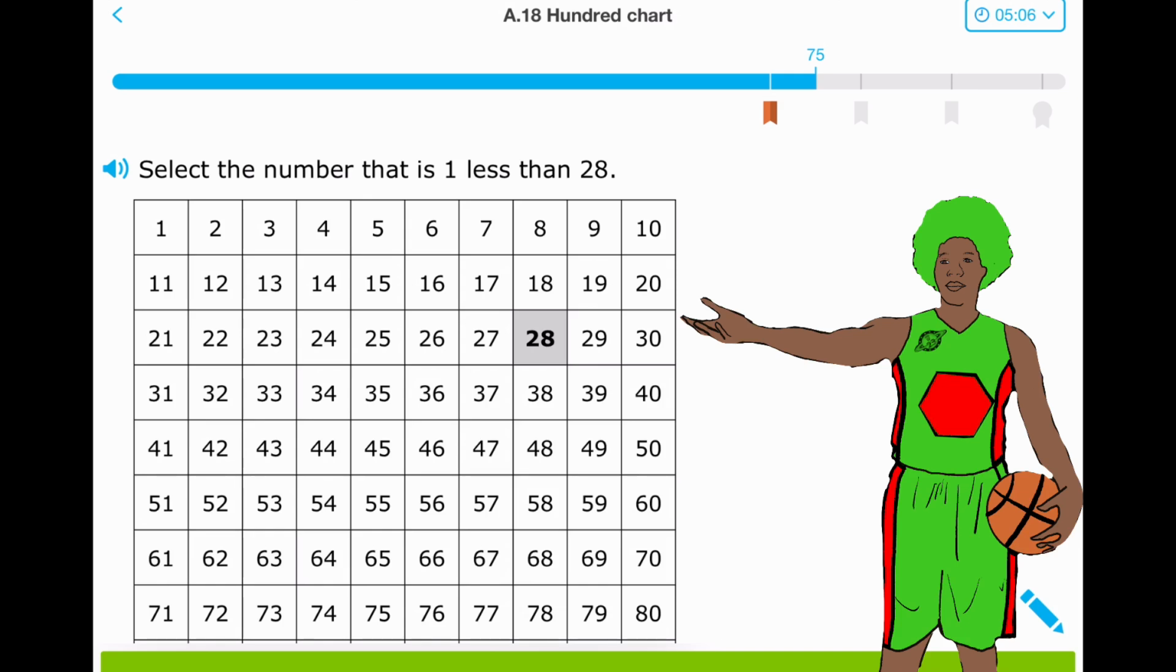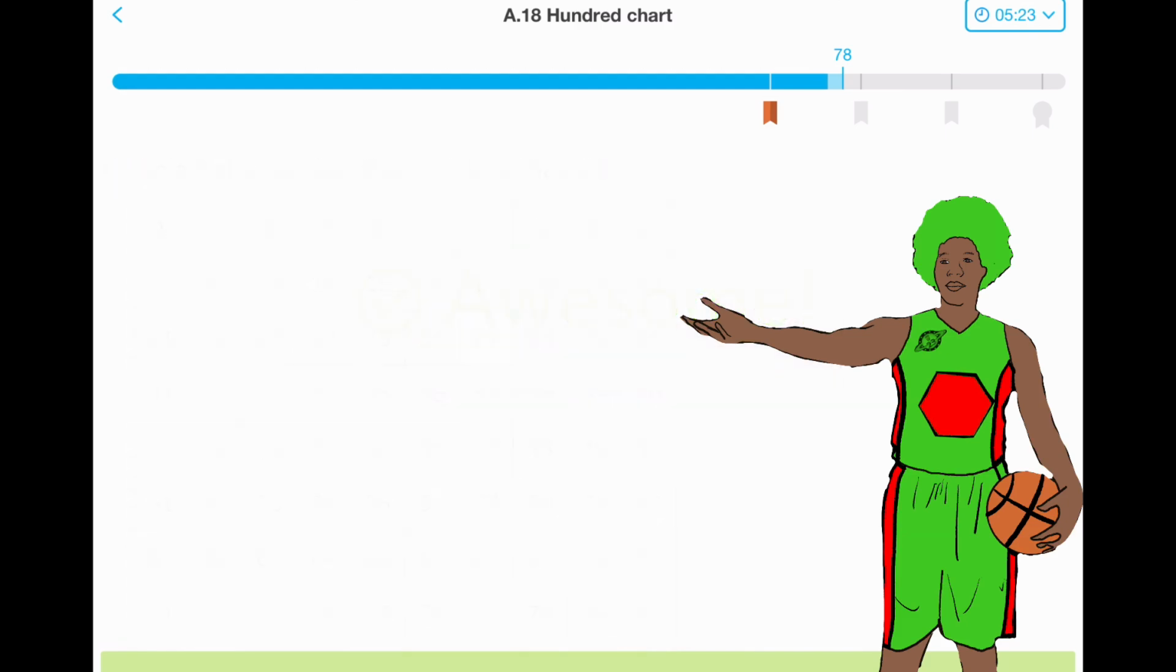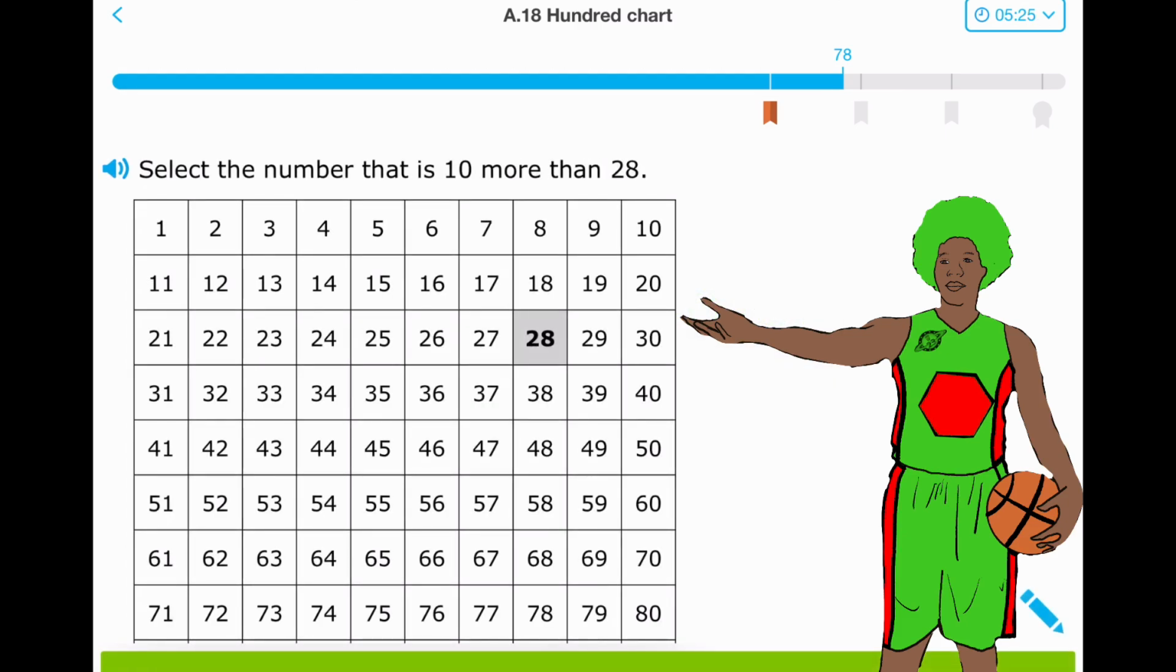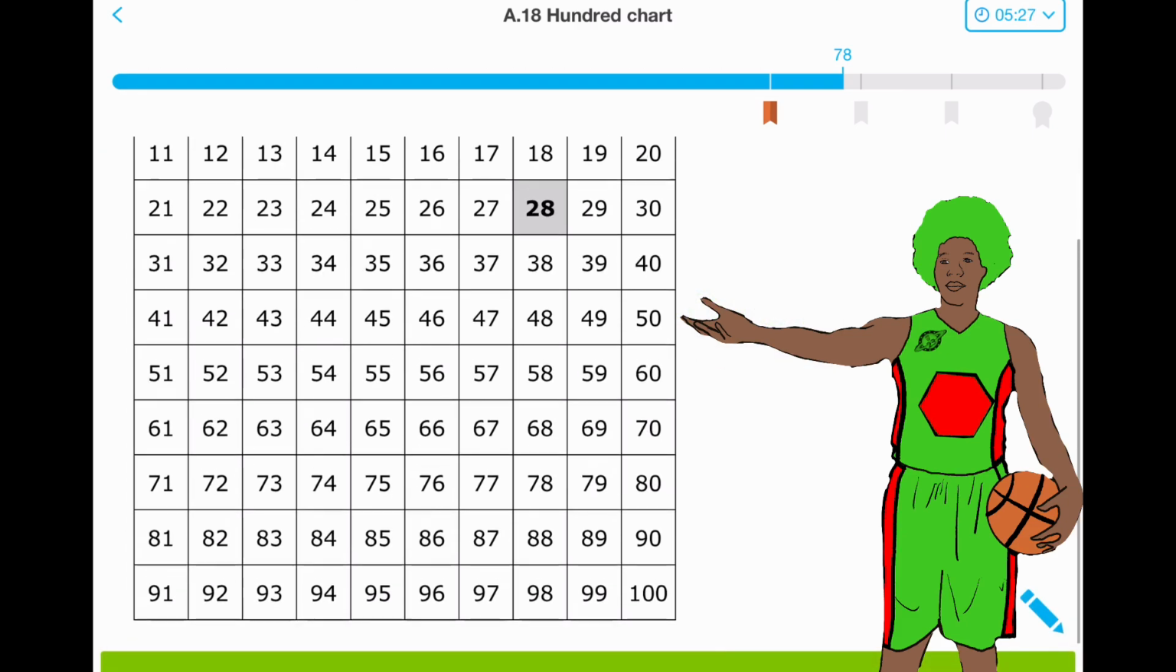Okay, select the number that is 1 less than 28. If it's 1 less, should we go to the left, to the right, up, or down? If it's 1 less, we need to go back to the left. Okay, select the number that is 10 more than 28.